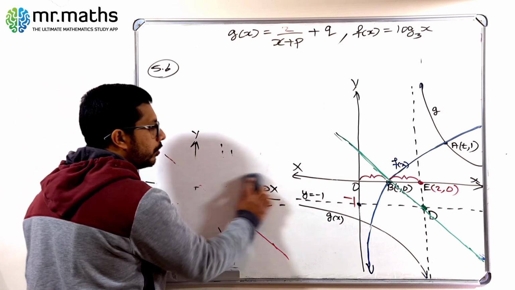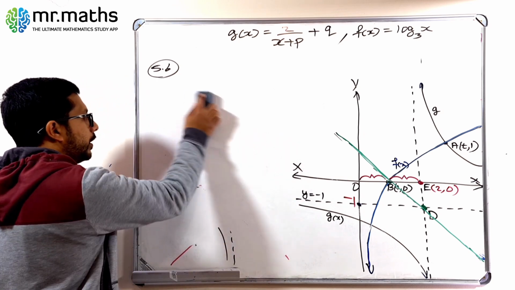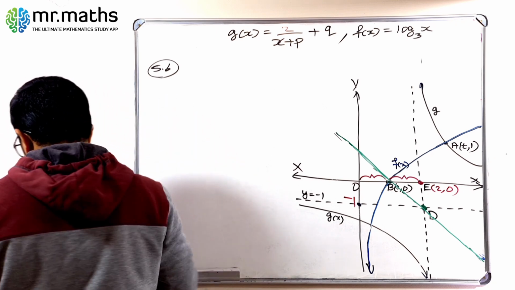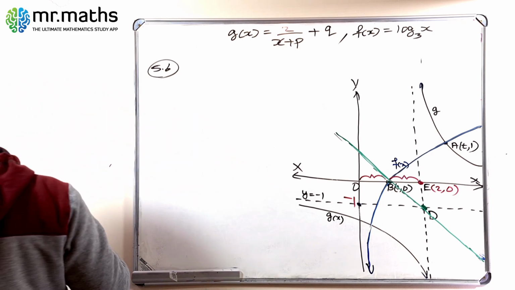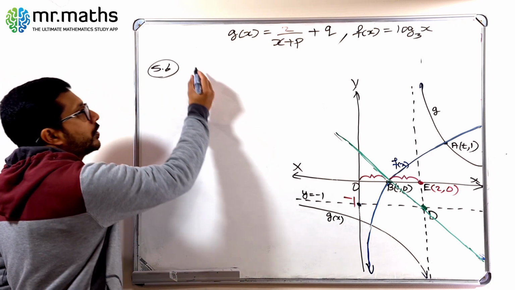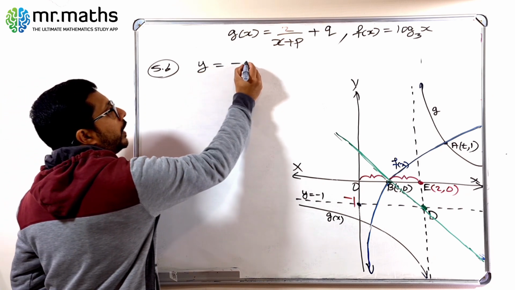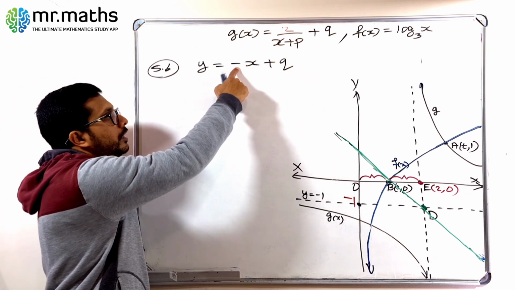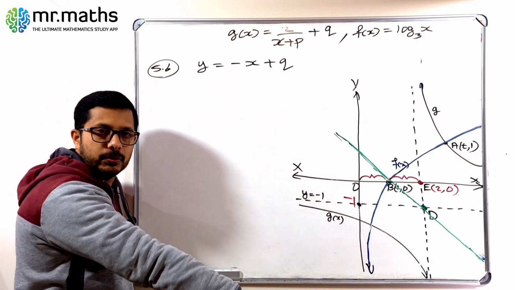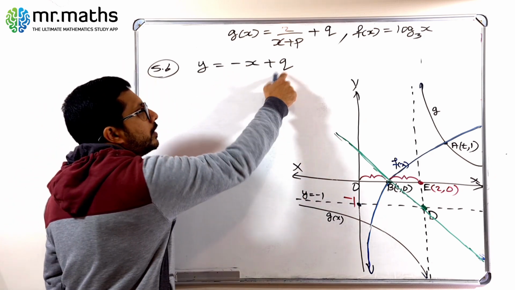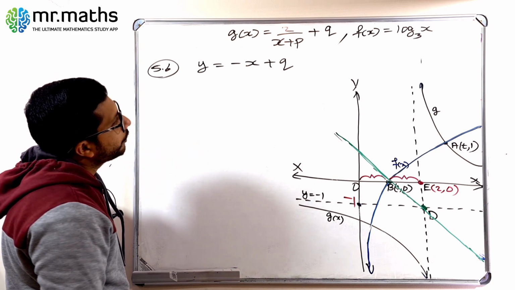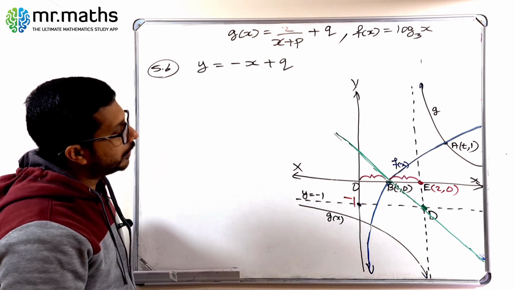What is the equation of that axis of symmetry? What is the gradient? The gradient is negative. So how can you write the general equation? y = -x + q. Why is it negative? Because it's a negative gradient. And what does this q stand for? The y-intercept.